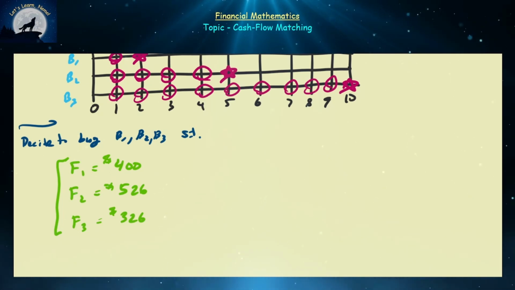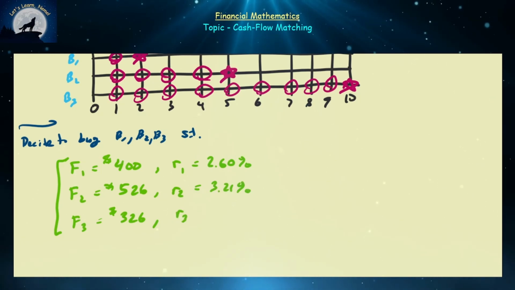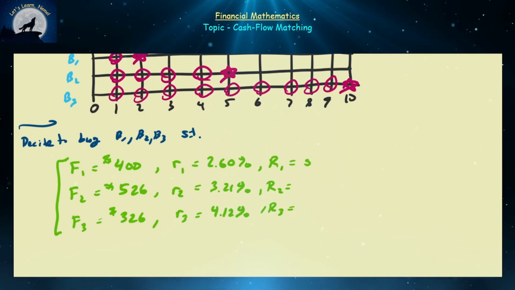So once you have your face values, the amount of money that you lend to whoever, then you're going to have your coupon percentages. So we're going to have R1. Let's assume this is 2.60%. R2, that's going to be 3.21%. And R3, which is going to be 4.112%, which is usually found via, if these are monthly coupons, then that's going to be your nominal annual interest rate divided by 12.